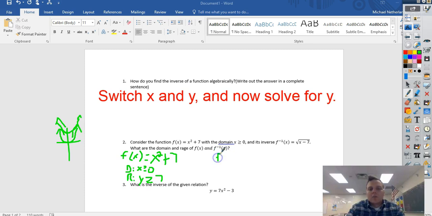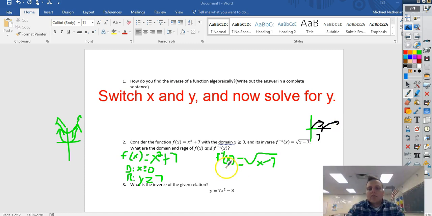F raised to negative 1 of x. They already told me what the inverse is, square root of x minus 7. Now I just need to find the domain and range. Do you remember what the square root function looks like? That's right, it's just a little swoop that jumps over to the side, just like this. Then this minus 7 means I move this guy to the right 7. So now it looks like this.